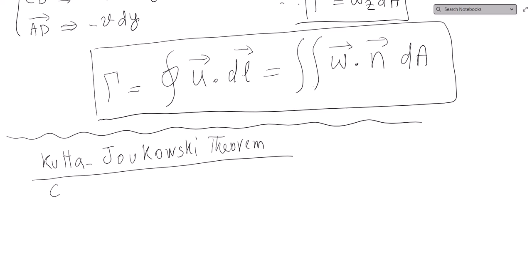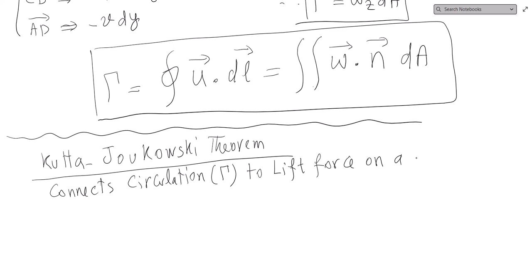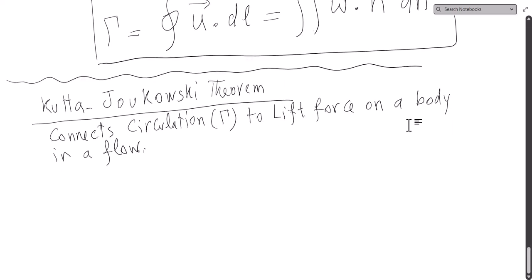This basically connects circulation, gamma, to lift force on a body in a flow. And specifically, this has a lot of application, as I mentioned. It could be any body, could be a cylinder, could be anything, but specifically an airfoil.